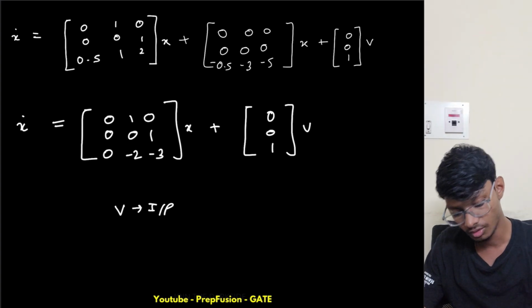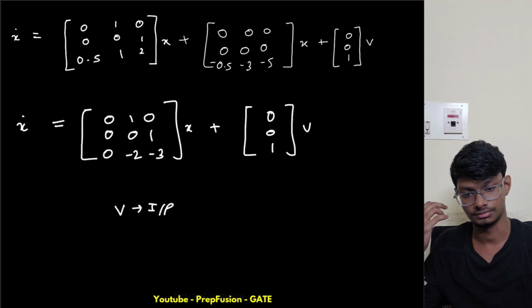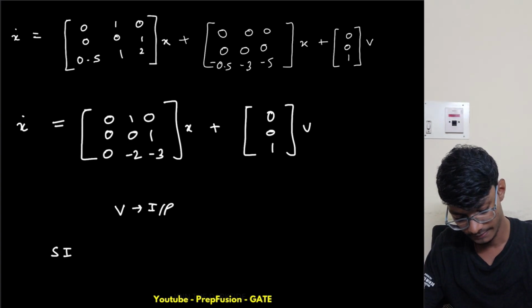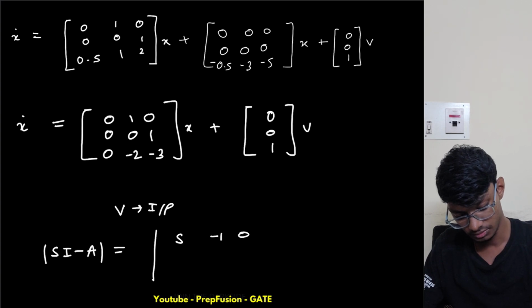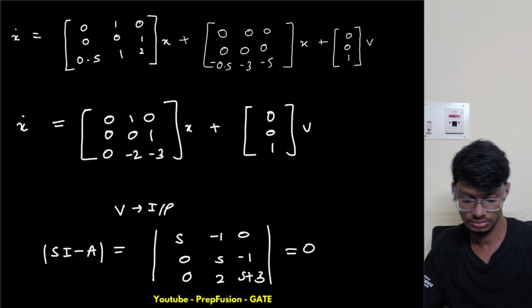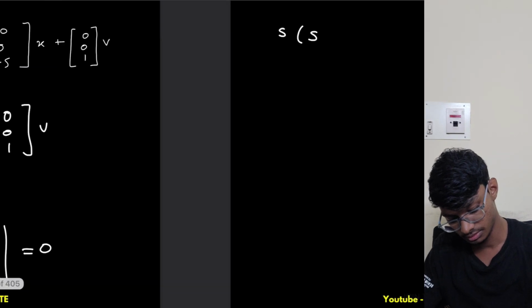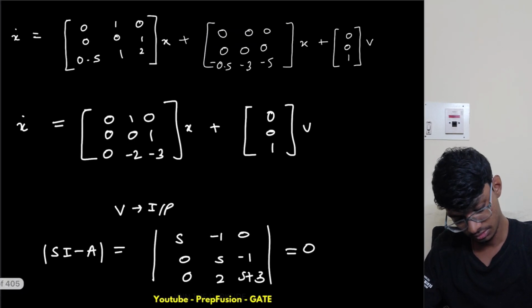So now let's find the poles, right? So the poles will simply be the roots of the sI minus A inverse, right? So if I do sI minus A mod, the determinant, find the determinant. So this is s minus 1 0 0 s minus 1, this is 0 2 s plus 3. This is equal to 0, right? So let me solve s into s plus 2.